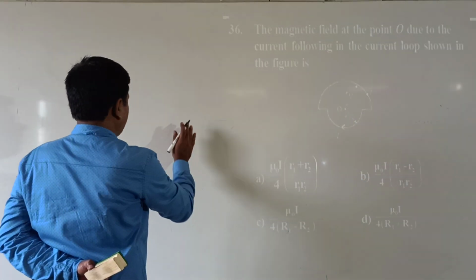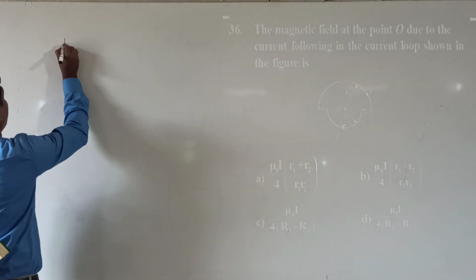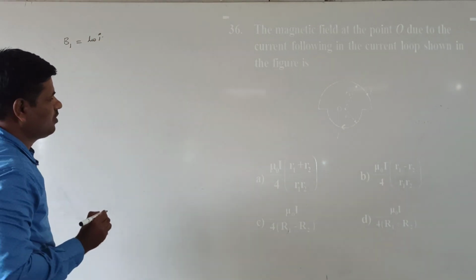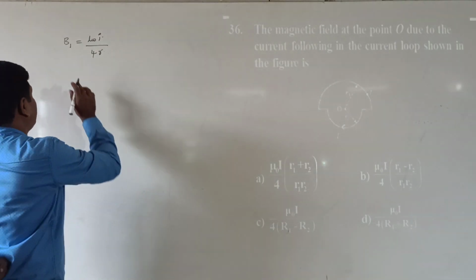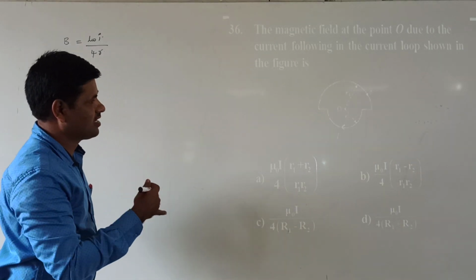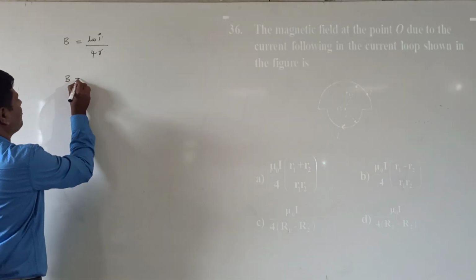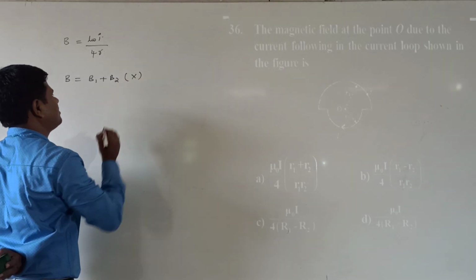Now the magnetic field due to a semicircular arc. We know the formula: B equal to mu naught I by 4R. Both of the magnetic fields are acting inside the board. That's the reason we take the magnetic field as B1 plus B2, since both are acting inside the board.